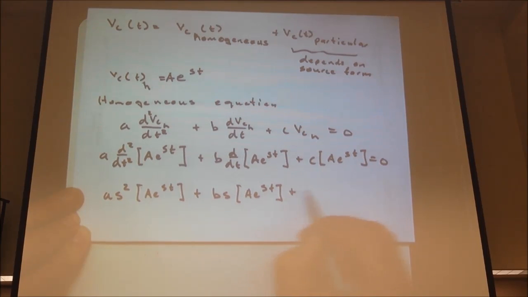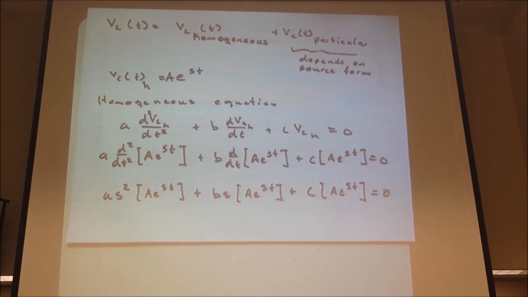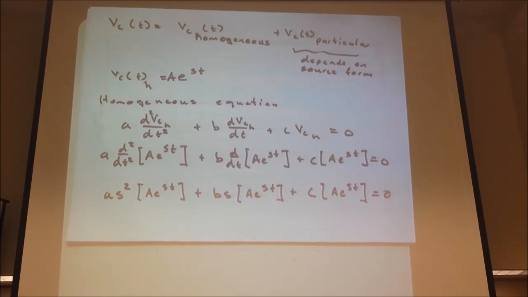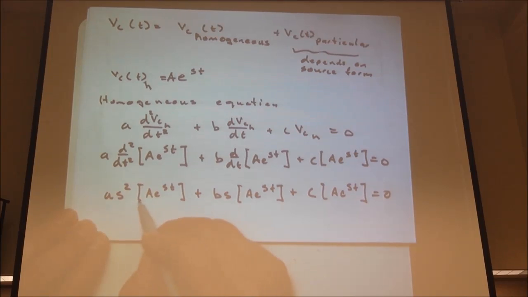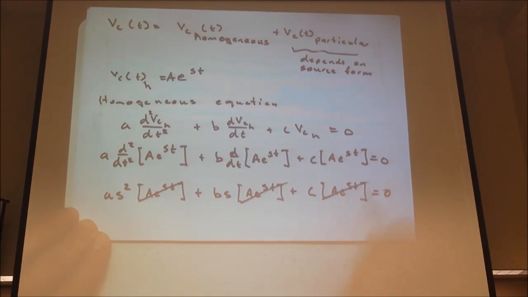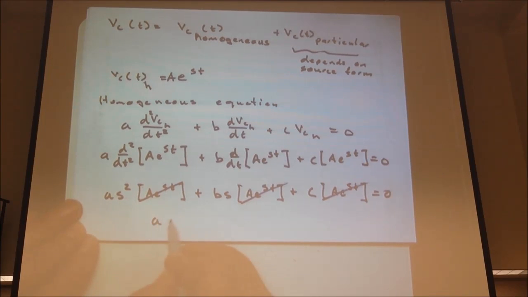And it's not ds. A e to the st equals 0. I've done all my derivatives, clean things up. Well, I look at each of these bracket terms. I can divide by a e to the st, right? Those guys all go away. Does everybody agree? And what are we left with? As squared plus bs plus c equals 0.